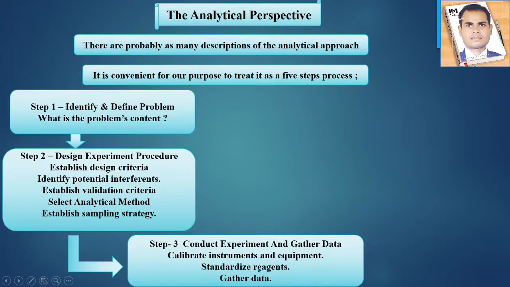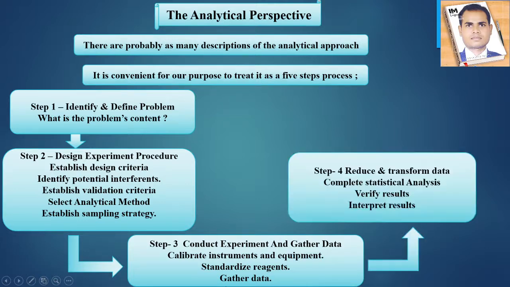We should know the number of things for the experiment to perform. It should be a calibrated instrument and valid method, okay, standardized reagent, and a lot of information we should know to conduct the experiment. And we can see that in the third step.